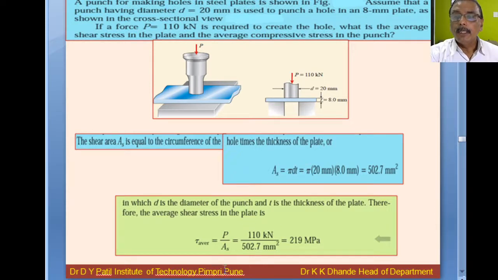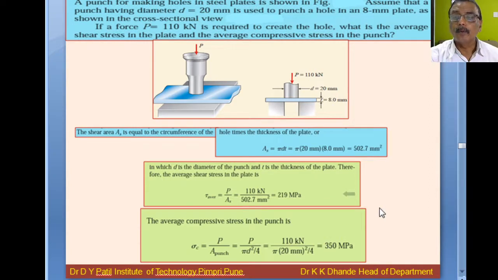After knowing the shear area, we can easily calculate its shear stress. Again, shear stress is nothing but load upon cross sectional area. Load we know is 110 kilonewton and area is equal to 502.7 mm square. Here you have to convert kilonewton into Newton: 110 into 10 raised to 3 divided by 502.7 mm square. After doing the calculation, you will get 219 megapascal, Newton per mm square.